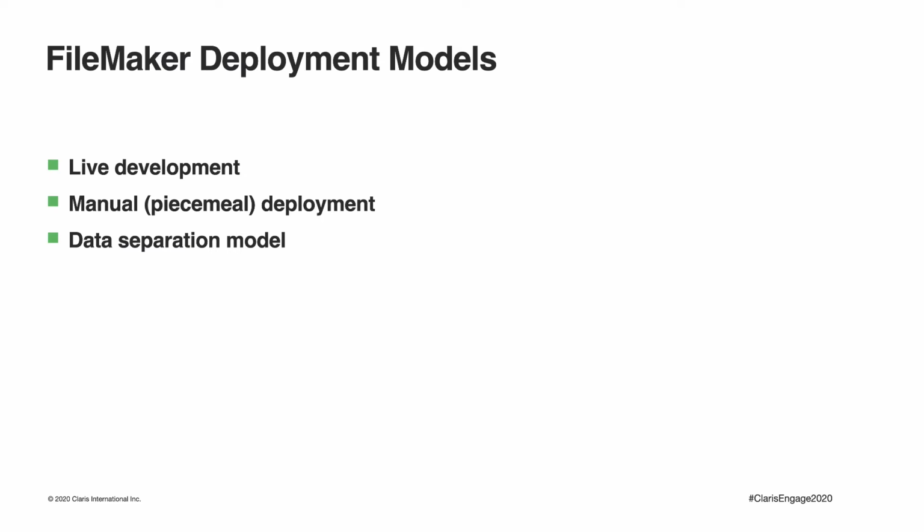The next deployment model is an improvement on the previous one. With this model, the solution is split into two files: a data file, which is where all of the record data resides, and an interface file, which is where all of the code is intended to reside. The idea is that when it's time to deploy code changes, you can simply replace the interface file in production with the one from development.